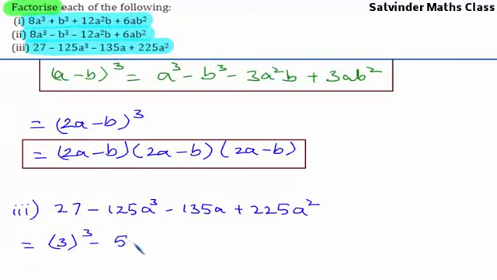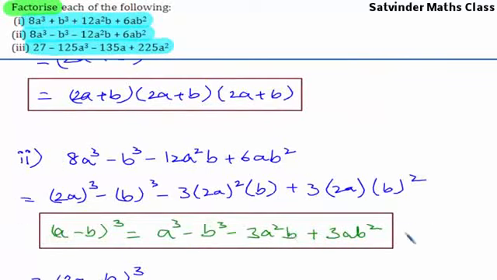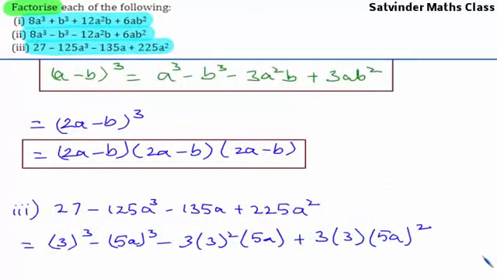minus this can be written as 3 into 3 square into 5a plus this can be written as 3 into 5a whole square. You may expand these terms and check if you are getting this term and this term. Now from the identity that you have used here, that is a minus b whole cube is equal to a cube minus b cube minus 3a square b plus 3ab square.